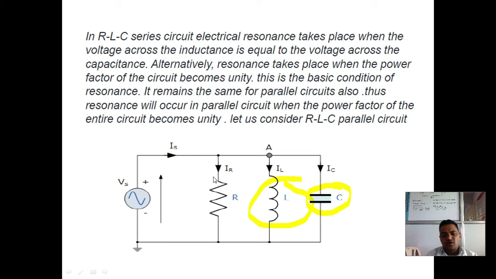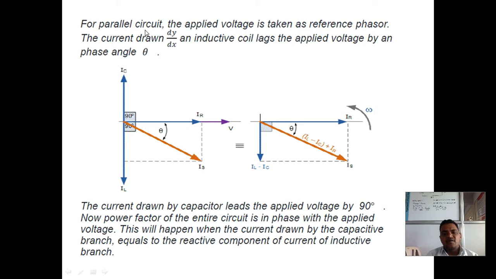Here the voltage drop across the inductor and capacitor are both equal, and the total main current flows from the supply voltage; at this node the current flows through the resistor, inductor and capacitor etc. For the parallel circuit, the applied voltage is taken as the reference phasor, and the current drawn by the inductive coil lags the applied voltage by the phase angle theta.